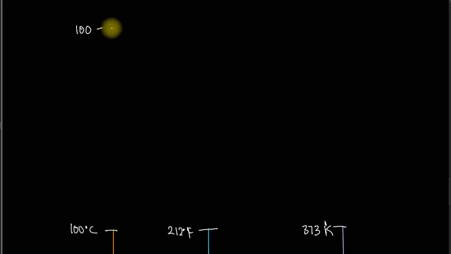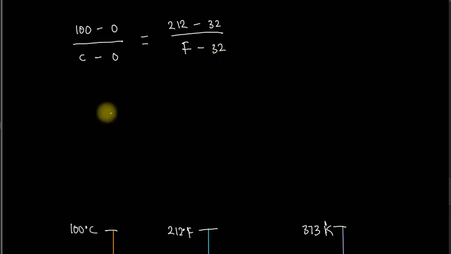So 100 minus 0, that's upper minus lower, over middle minus what? Lower, which is 0, is equal to, for the Fahrenheit scale, 212 minus what? Lower, which is 32, all over middle minus lower, which is also 32. So we end up at 100 over C is equal to 212 minus 32, which is 180, over F minus 32.